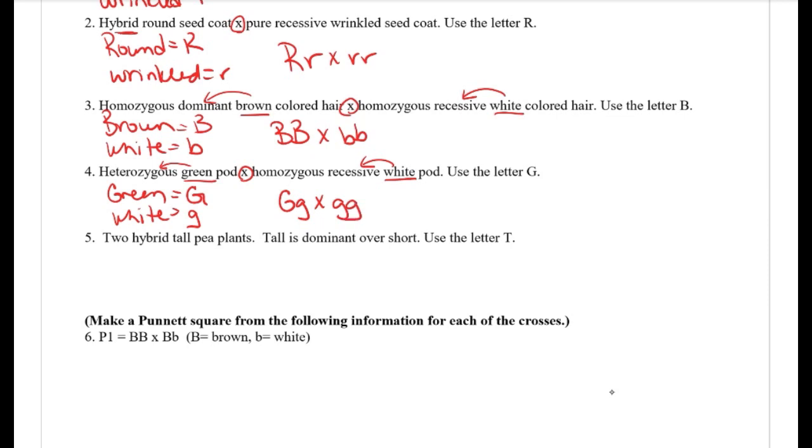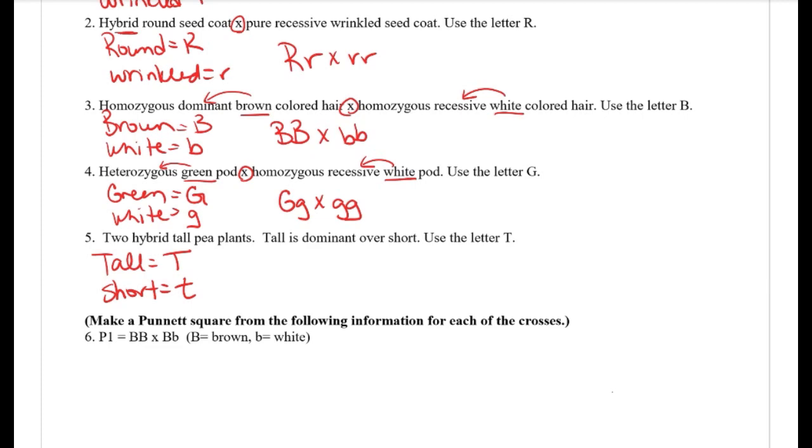Number 5. Now I have, it's worded just a little bit different, but I can still figure it out. 2 hybrid tall pea plants. So those are my parents. Now I need to figure out my symbols. Tall is dominant over short. So height is my trait, my one monohybrid trait I'm looking at. So tall, short, tells me to use the letter T. Tall is dominant, capital T, short, lowercase t.